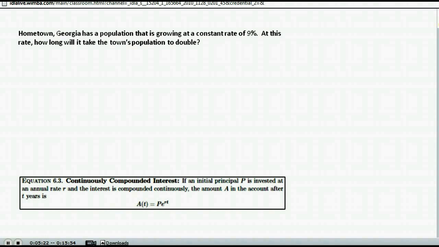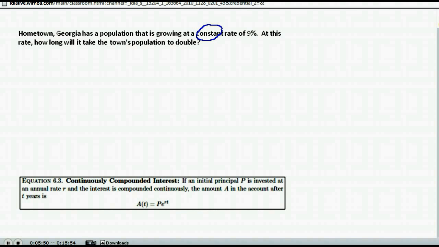All right, hometown Georgia has a population that's growing at a constant rate of 9%. At this rate, how long will it take for the town's population to double? Now, this is not an interest problem, but it is a growth problem, and it does say that it's growing at a constant rate. So we can use basically the same formula. The population after time t is going to be P e to the rt here.